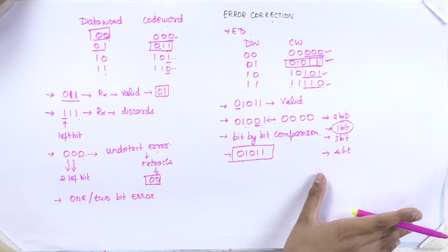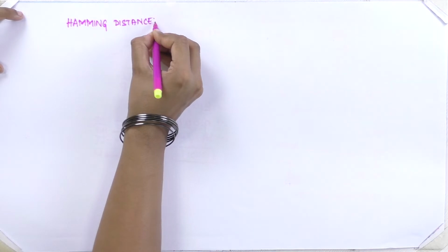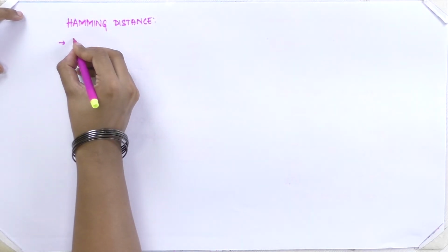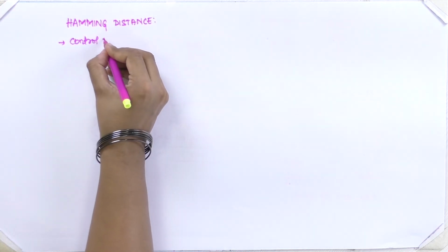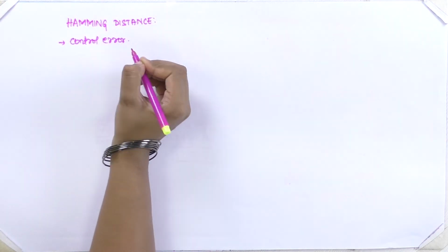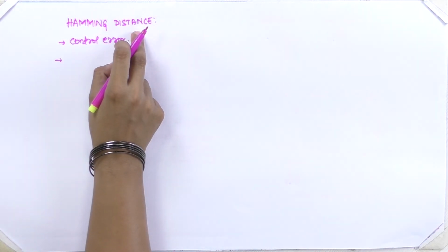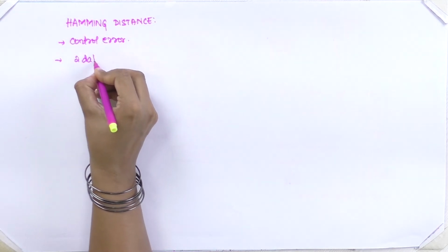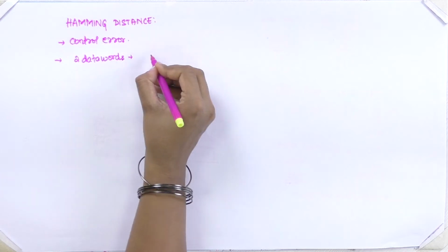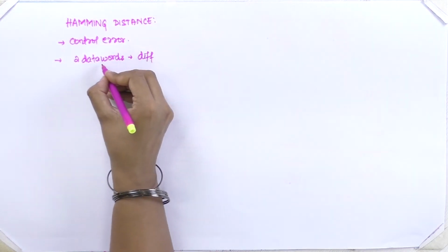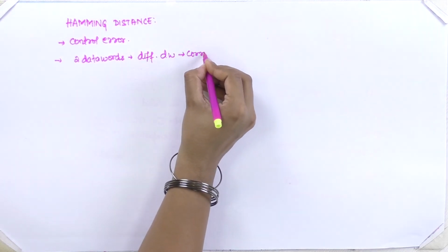Next concept is Hamming distance. Hamming distance is one of the methods to control errors. How can the errors be controlled? So what does the Hamming code tell us? When you have 2 data words, the difference between those data words will correct the bits.